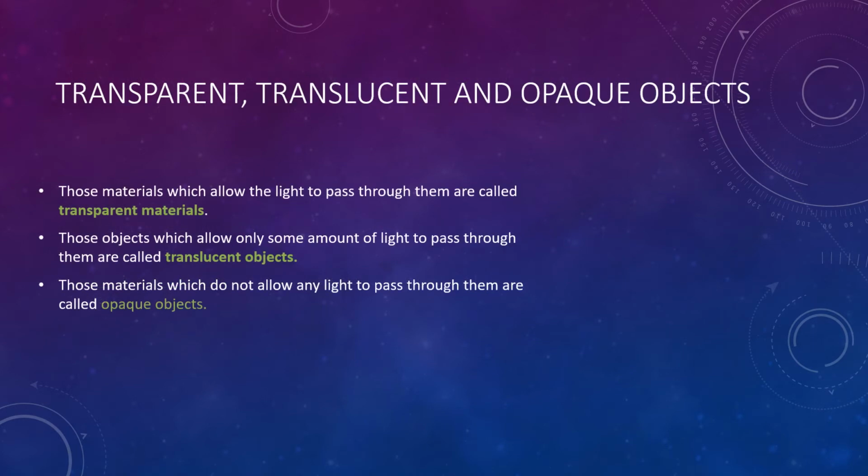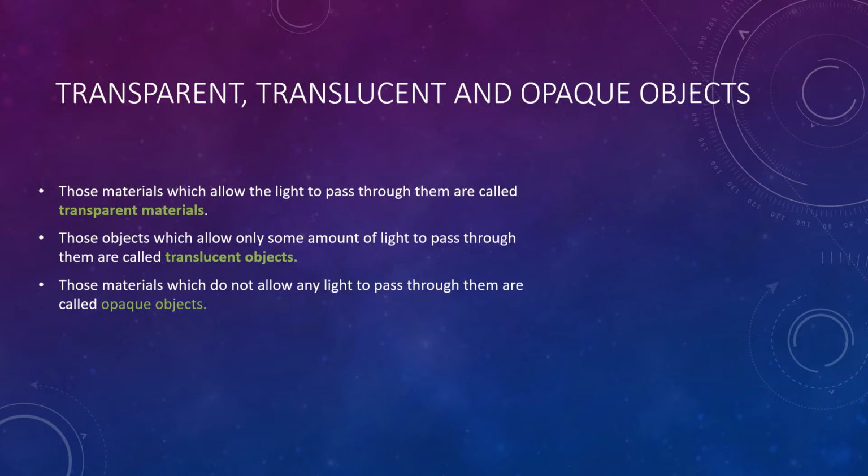Then we have transparent, translucent and opaque objects. Now, how are we going to differentiate between these three categories? The simple phenomenon is whether the objects allow the light to pass through them or not. There are some materials or objects which allow the light to pass through them completely. These are called transparent objects. Examples: glass tumbler, glass window, etc.